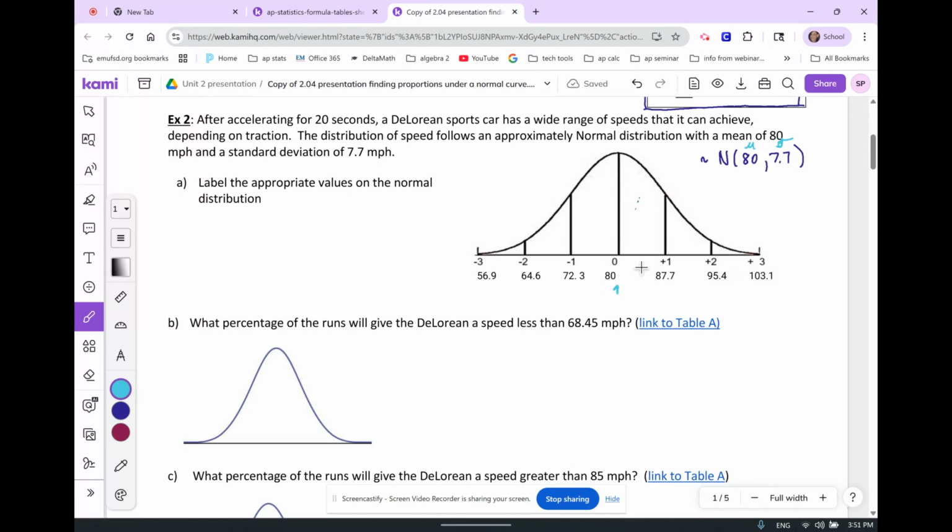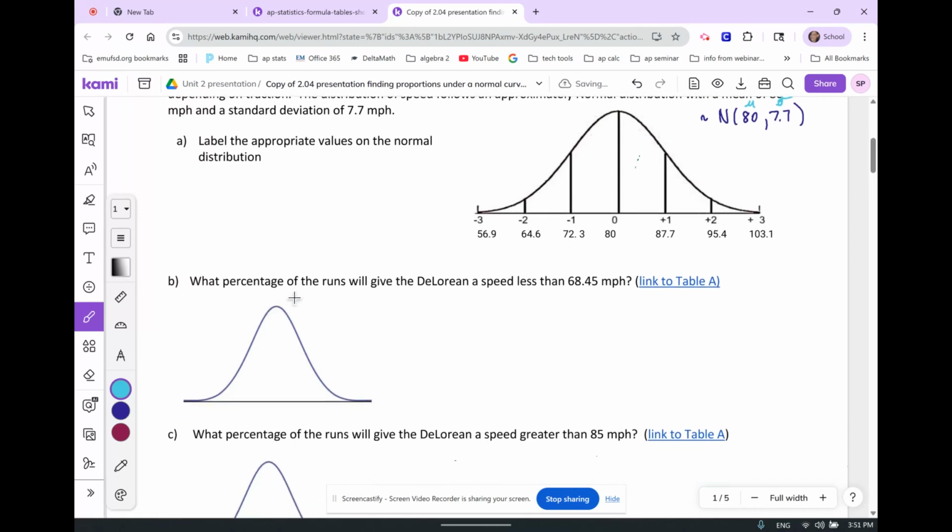To get 1 below, you're going to take that mean and subtract 1 standard deviation. So 80 minus 7.7 is 72.3. Another 7.7 gives you 64.6. That's what they mean by that.